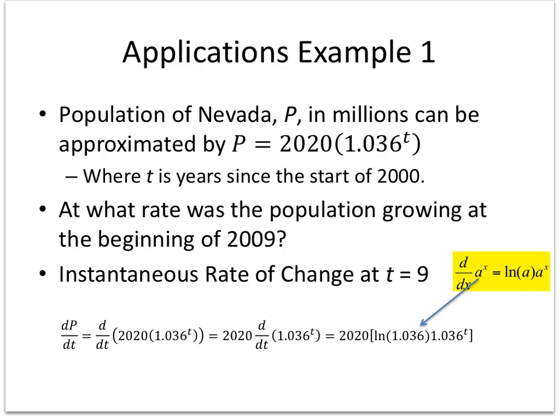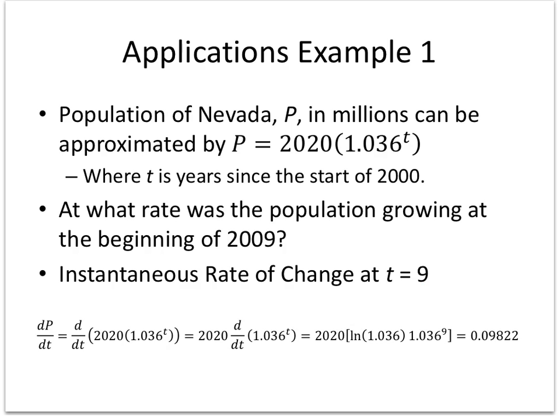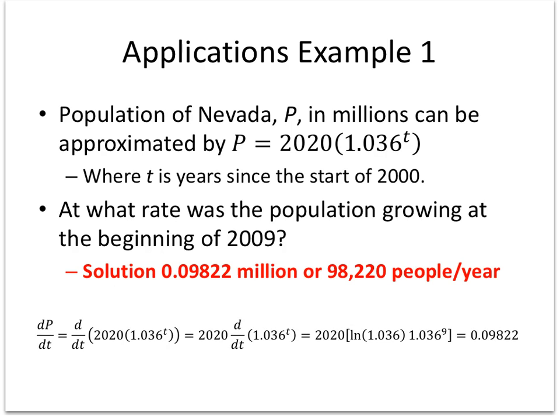This is kind of a weird derivative, but after you work enough of these, you'll finally get this down. So now I plug in 9, because I have all this in terms of a rate. Then I put that in my calculator and get an answer. Write it in a way that makes sense to me. This says it's in millions, but I could also write this as 98,220 people per year.